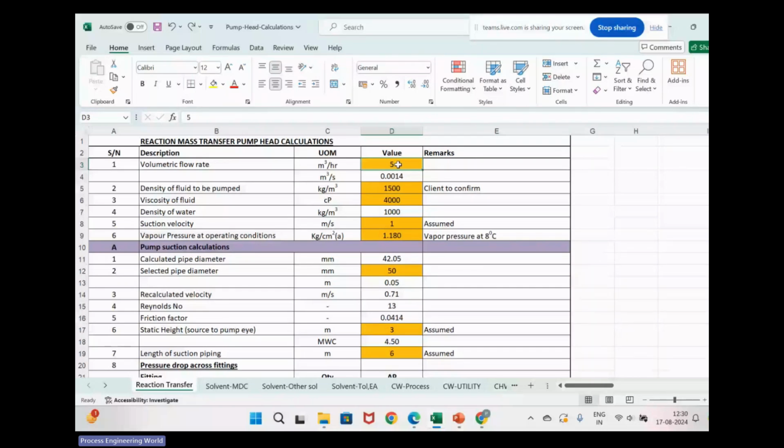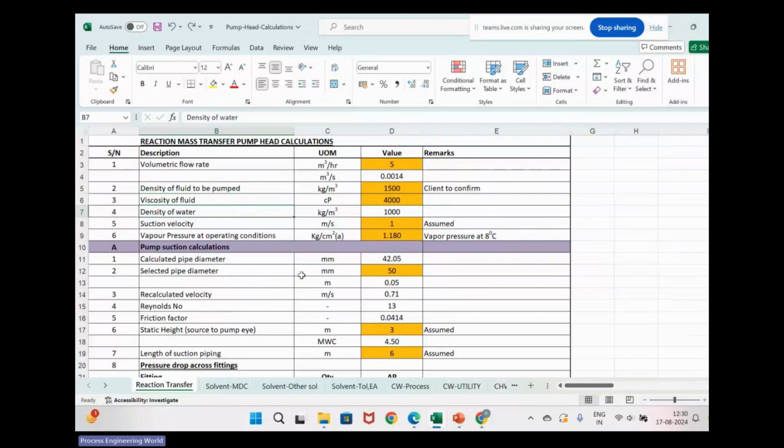Or any other form, you just need to make sure that you have all units in the same standard. So you have converted that into meter cube per second. Now, as I told you at the start of the lecture, you always need two densities: the density of the fluid to be pumped, and the density of water as reference.